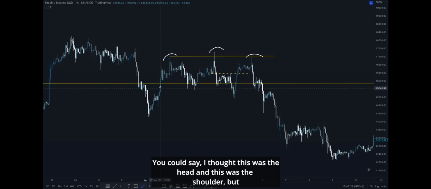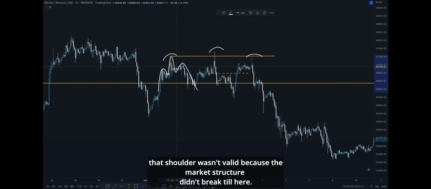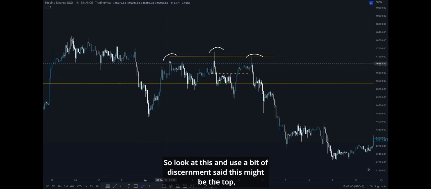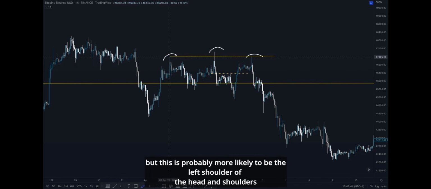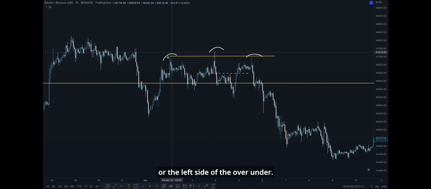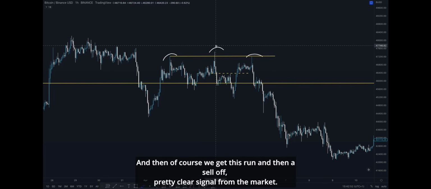You could say, I thought this was the head and this was the shoulder, but that shoulder wasn't valid because the market structure didn't break till here. So look at this and use a bit of discernment and say, this might be the top, but this is probably more likely to be the left shoulder of the head and shoulders, or the left side of the over-under. And then, of course, we get this run and then a sell-off. Pretty clear signal from the market.